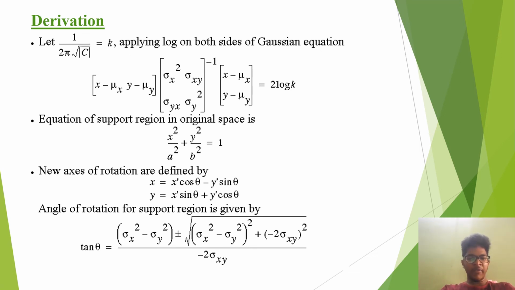The angle of rotation for the support region is given by tan theta is equal to sigma x square minus sigma y square plus or minus square root of sigma x square minus sigma y square whole square plus 4 sigma xy whole square, divided by 2 sigma xy.